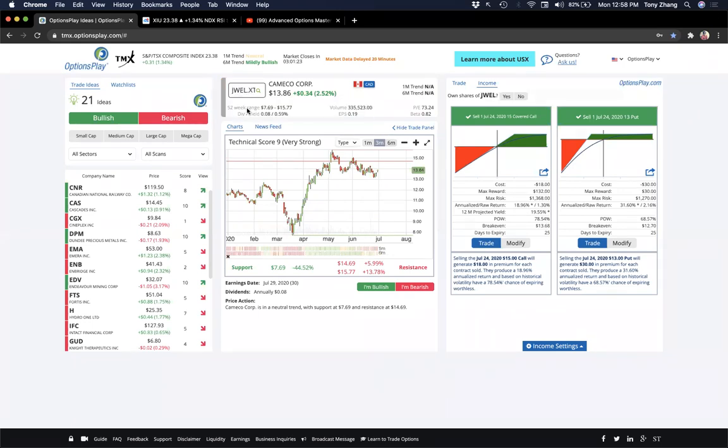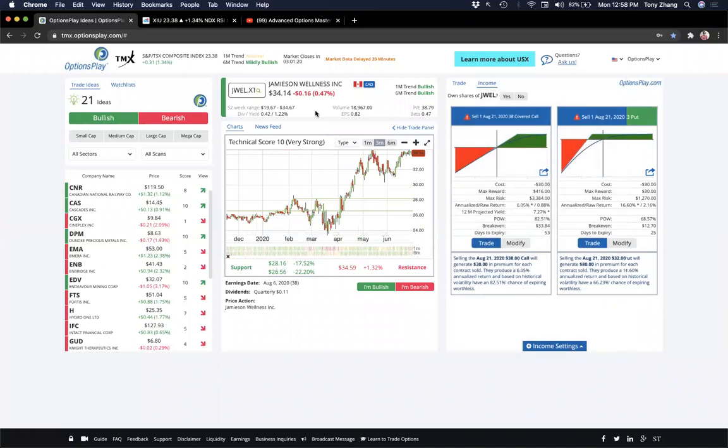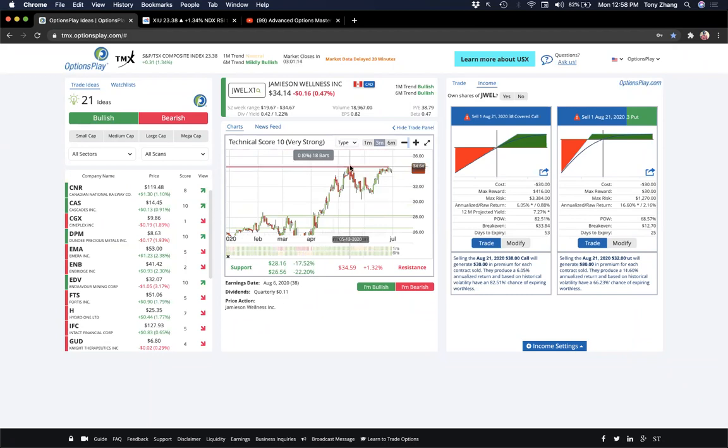JWEL, Jamieson Wellness. Not familiar with this stock, but it is interesting that it is near what looks like a fairly significant double top here around 34. Is this just going to reverse back down into the 30s? Hard to say. I don't know anything about this company. If you have more of a fundamental view, if you're bullish on this, I would wait for the breakout above 34 before you went long.